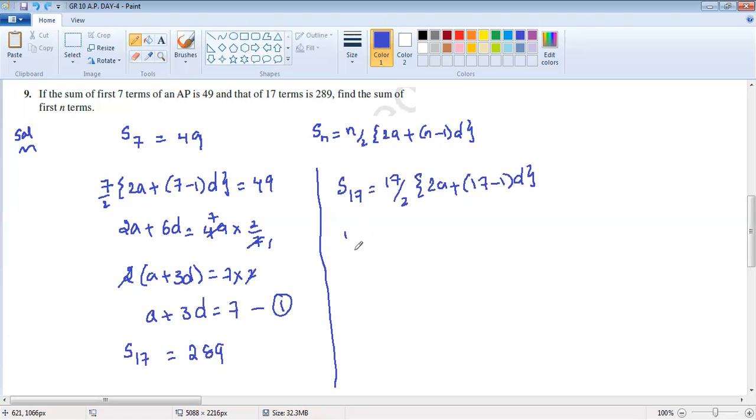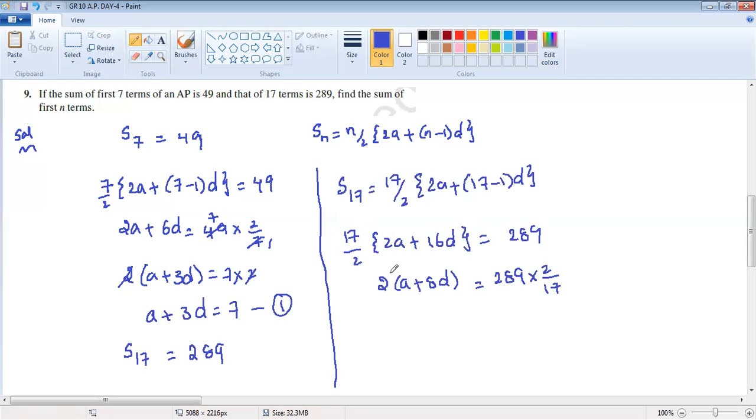17 by 2, 2a plus 16d, which is equal to 289. Now here 2 we can take out: a plus 8d, which is equal to 89 into 2 by 17. Now on both sides 2 gets cancelled. 17 ones are 17, 17 sevens are 119, so a plus 8d is equal to 17. This is number 2. So we have 2 equations.